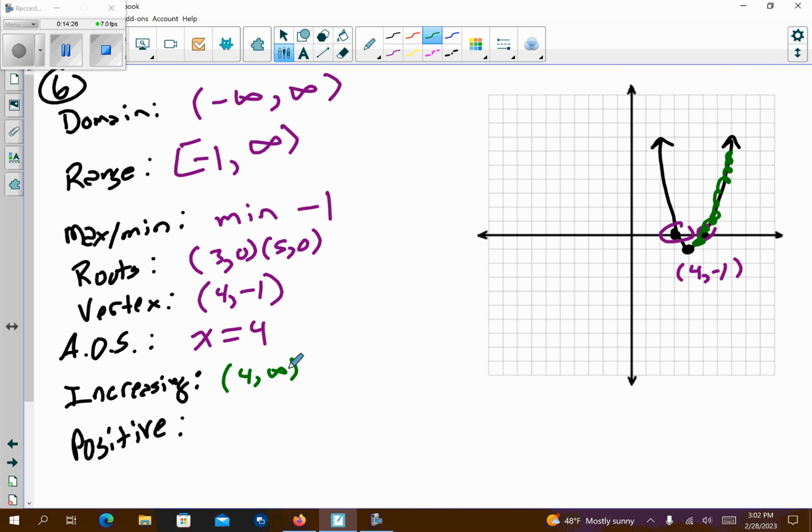And where is our graph positive? Well, the graph is positive here and here. So it's from negative infinity to 3, and then from 5 to infinity. So that should help you with the homework problems.